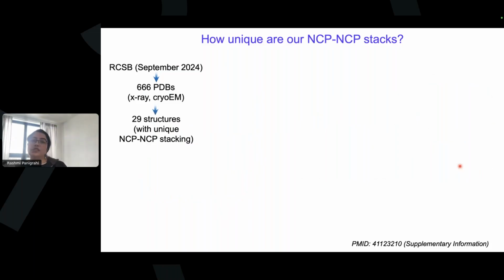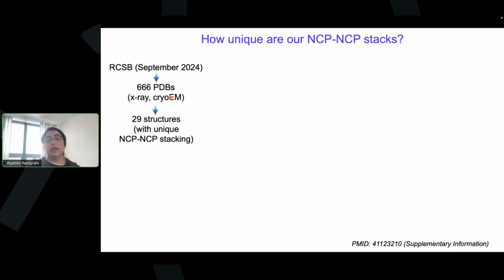So these interactions were pretty interesting, but we wanted to know whether our structures are unique in any possible way. As of September 2024, from the PDB, we downloaded all structures of the nucleosomes that had been reported by then. That included 666 PDB structures. That does not include ours, by the way. And out of all these structures, they were either deciphered by X-ray or cryo-EM.